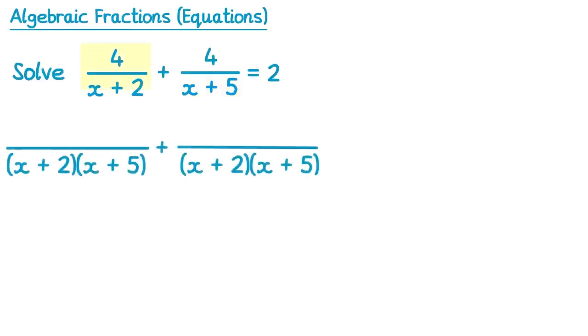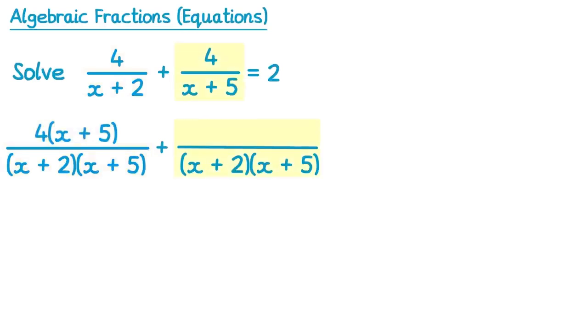Let's look at the left fraction first, so this one. To get from x plus 2 to x plus 2 multiplied by x plus 5, we obviously multiply by x plus 5. So we need to do this on the top as well, so we need 4 lots of x plus 5. And then we can look at the second fraction.